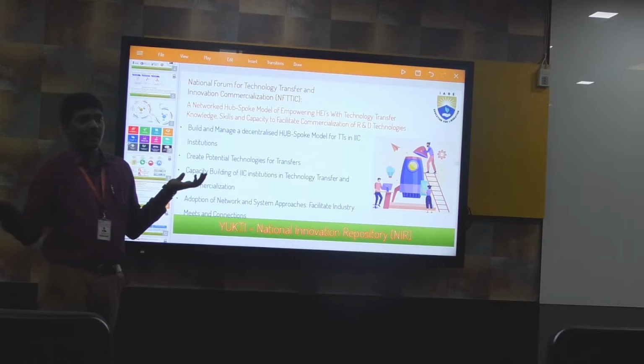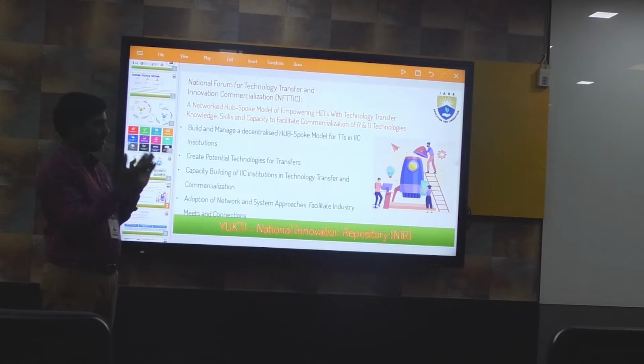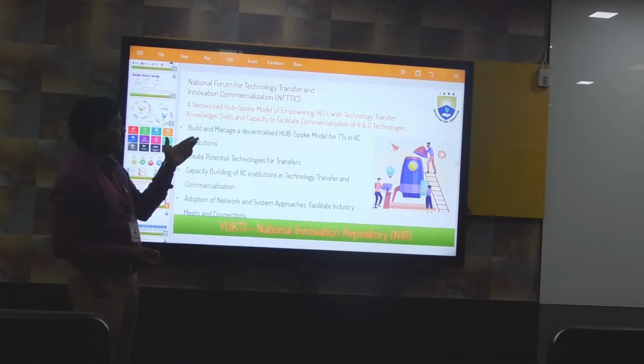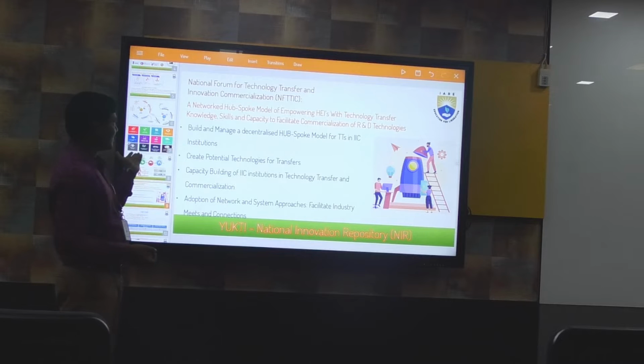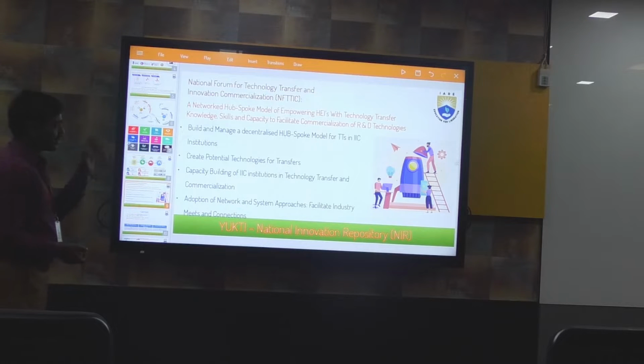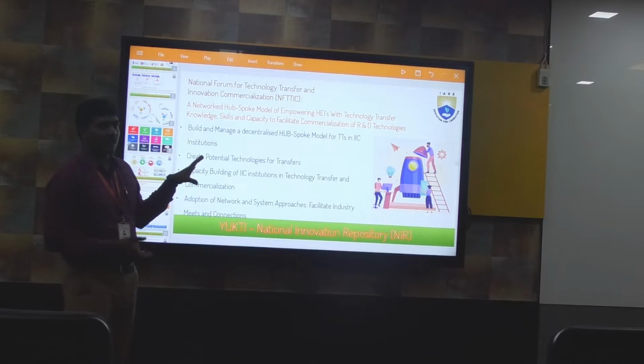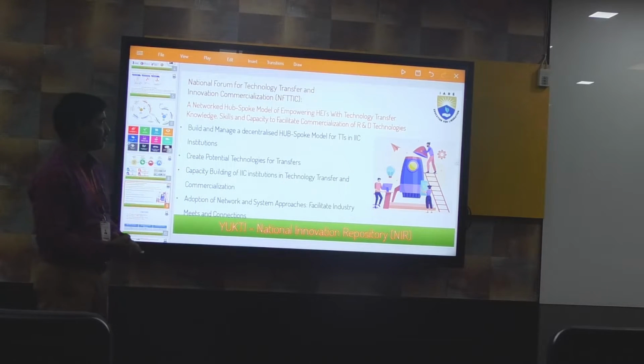If you take Hyderabad, there will be some institution to which all the HEIs are connected, to serve this particular purpose. So it is a networked hub-spoke model for empowering the HEIs with technology transfer knowledge, skills and capacity to facilitate commercialization of R&D technologies. They have mentioned this, but it is not live yet, so it may come in the next couple of months.